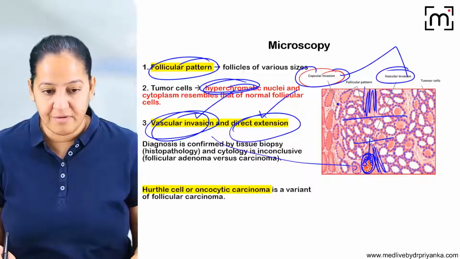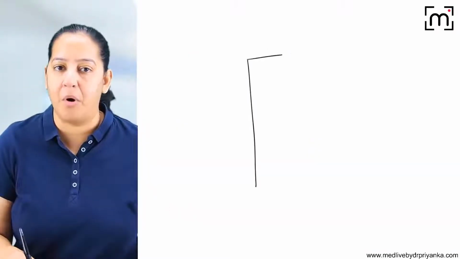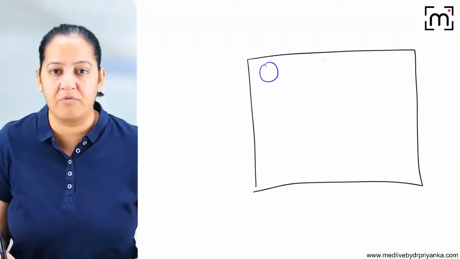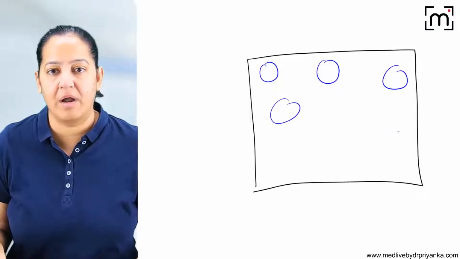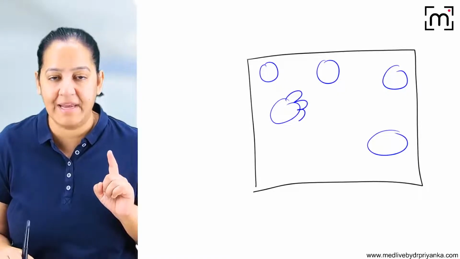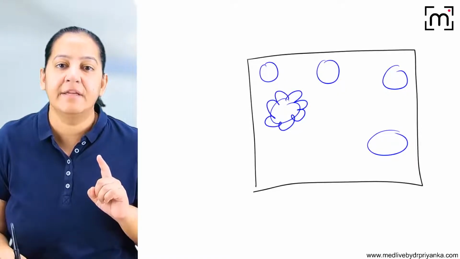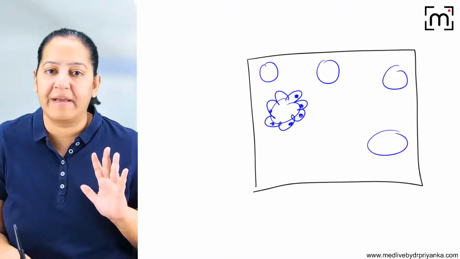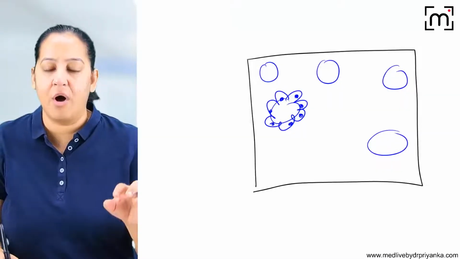So what we have learned, how will I draw it? I will draw like this. I will draw a box. I will draw the tumor cells arranged in small follicles. These all are follicles. The tumor cells are lining the follicles like this. The nucleus of the tumor cells is hyperchromatic. It's not optically clear.